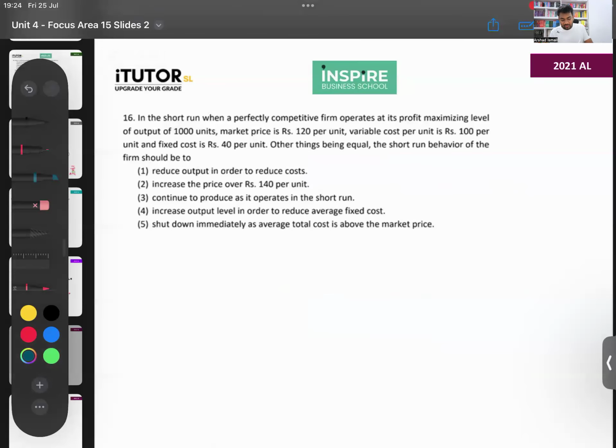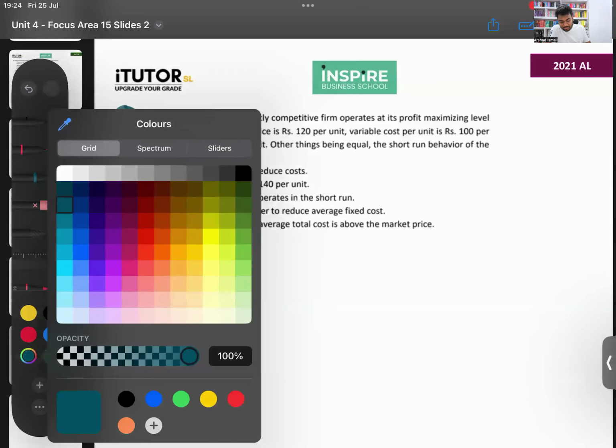2021, question number 60. In the short run, a perfectly competitive firm operates at its profit-maximizing level of output of 1,000 units. The price is 120, variable cost is 100, and fixed cost is 40. Other things being equal, the short-run behavior of the firm should be to do what? This is also coming from that same thing that we learned before. So in a question like this, what should the firm do?